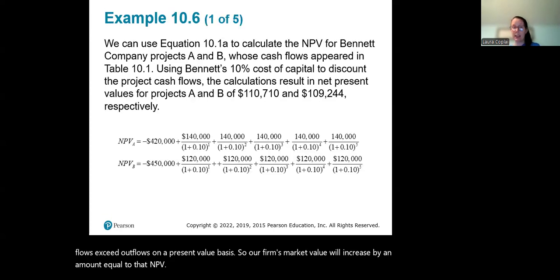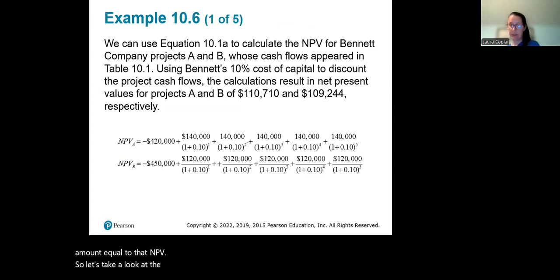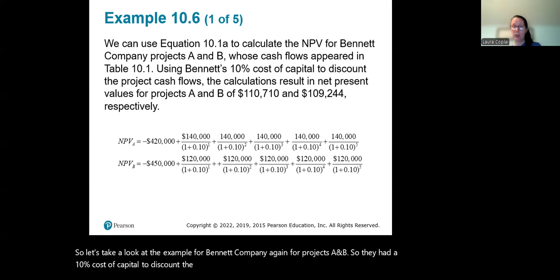So let's take a look at the example for Bennett Company again, for projects A and B. They had a 10% cost of capital to discount the cash flows. So let's take a look at their NPV, right? So NPV is equal to negative 420, right? That's our cash outflow for A.